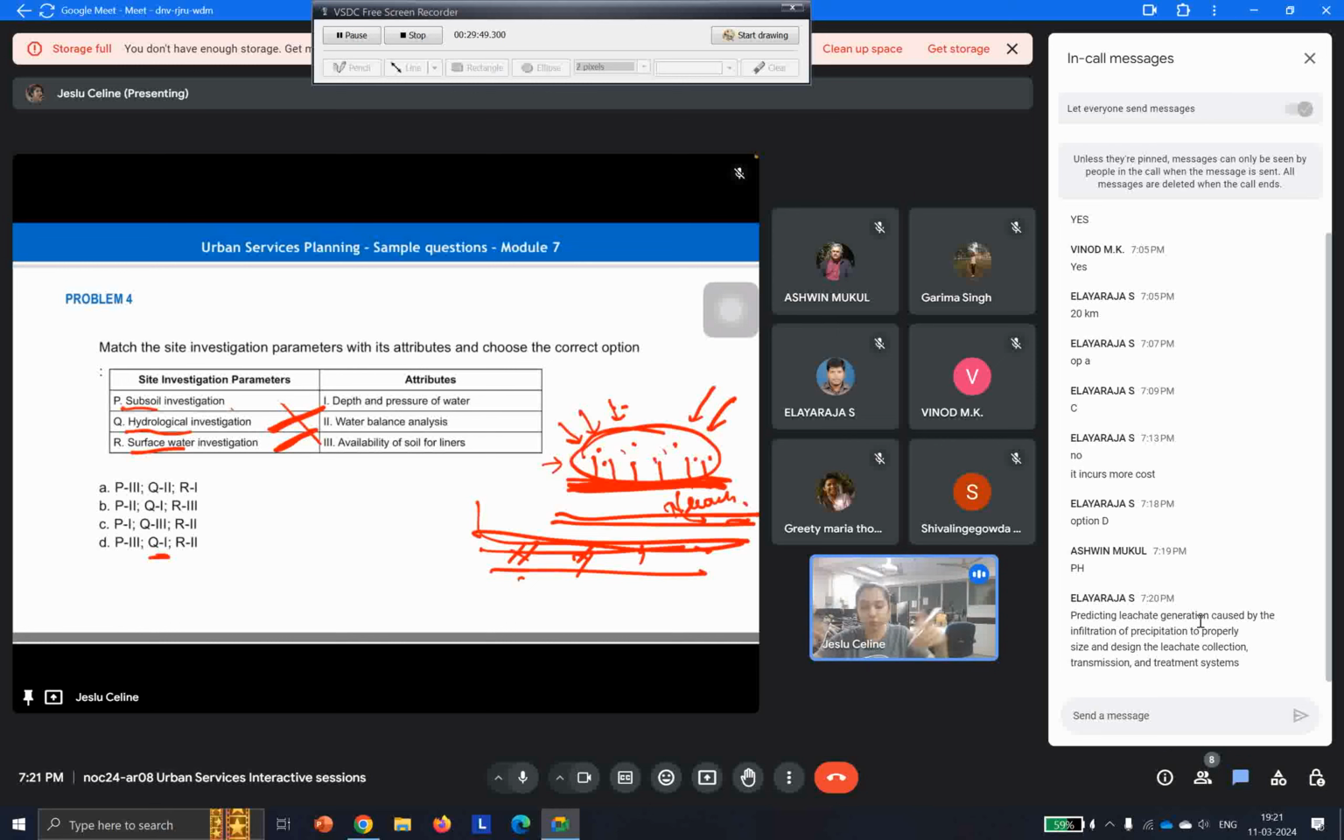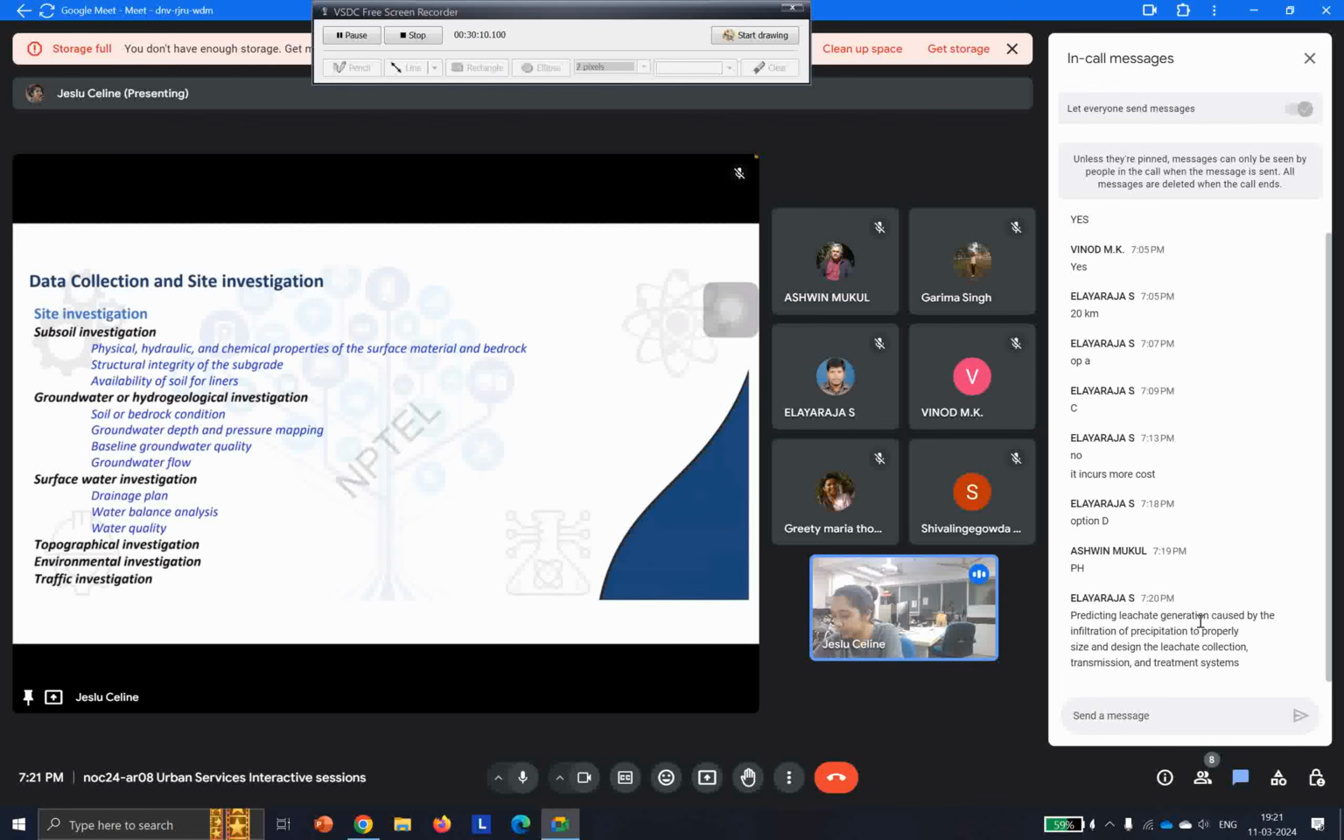So for this, we need to know what is the surface water which would be added. So this is the water balance analysis that we are doing by predicting how much leachate would be generated. Very good, absolutely right. Ali Raja has very correctly put it in the chat box. Okay, so this works out to option D. Yes, that has also been correctly answered. So this is what we discussed in our lecture.